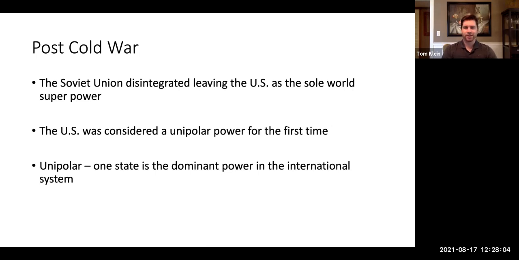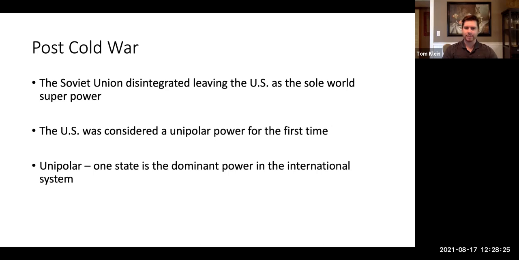I was just very young when it did happen. And for the first time, the US was considered a unipolar power. So if we had a bipolar system when Russia and the United States were the most powerful countries, when the Soviet Union dissolved, it would make sense that there was only one major world power left, and that power was the United States. So we entered into a unipolar power system.